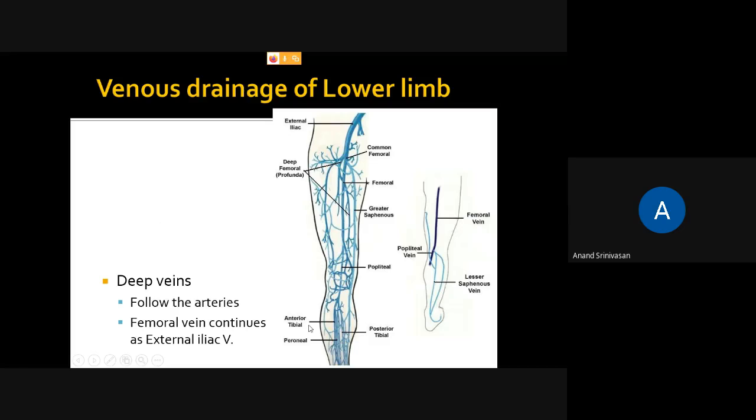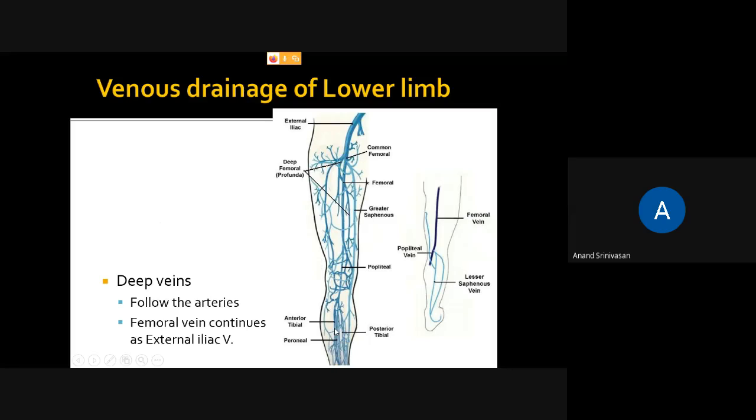So, there is an anterior tibial vein and posterior tibial vein. These anterior and posterior tibial veins join together to form the popliteal vein. The popliteal vein continues in the thigh as the femoral vein. The femoral vein then continues and goes inside the abdomen as the external iliac vein. Remember: vein, vein, vein. When you are talking about venous drainage, it is vein. I have seen even good students writing it down as arteries by mistake.